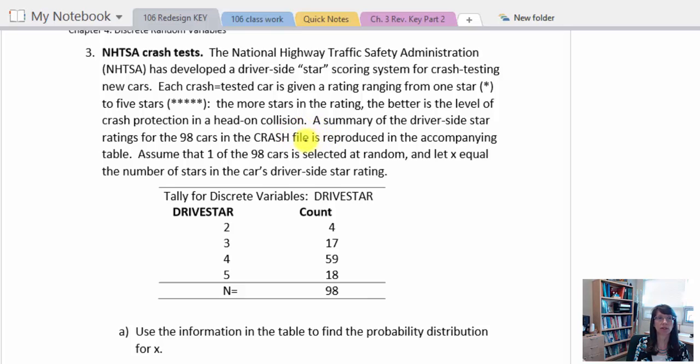A summary of the driver's side star ratings for the 98 cars in the crash file is reproduced in the accompanying table. Assume that one of the 98 cars is selected at random and let X equal the number of stars in the car's driver's side star rating. So here's the table. The driver star rating of 2 through 5 is listed in the first column, and the count for each of those stars is also listed. The total number of the count is 98.